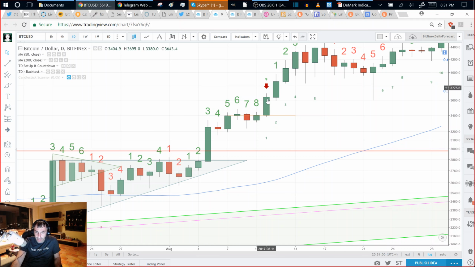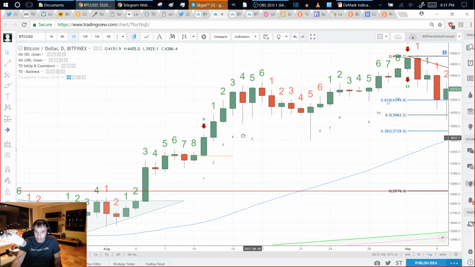Once you get to this 9, there's no reversal candle here. So there's no reason to jump off the trade. And once it continues to go up, you can now ride the continuation countdown. So then you would start looking at the continue. From the 9, you would start the 1 count, and you're looking for the 13.